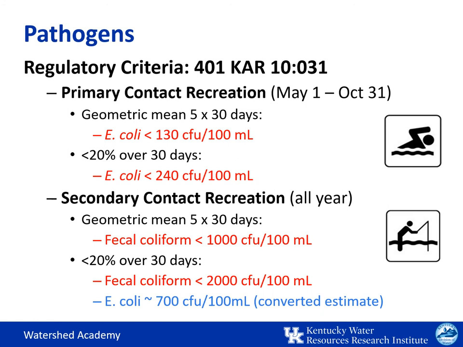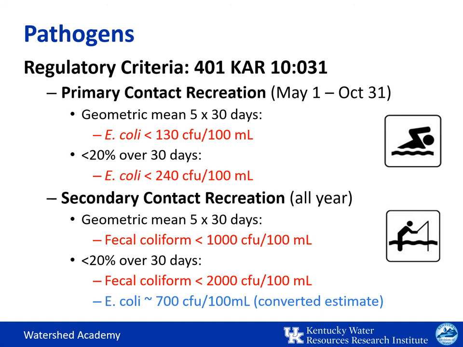Secondary contact recreation refers to activities such as fishing, wading, or boating, where there is contact with water, but it's indirect. People are not likely to be submerged. This bacteria concentration standard is less stringent and allows for higher concentrations. Because this type of activity could occur throughout the year, this standard applies all year round.